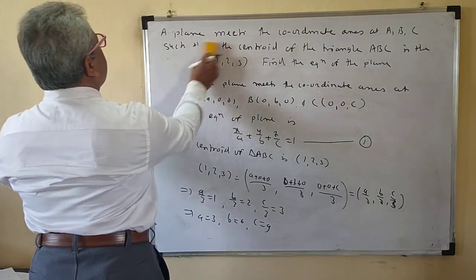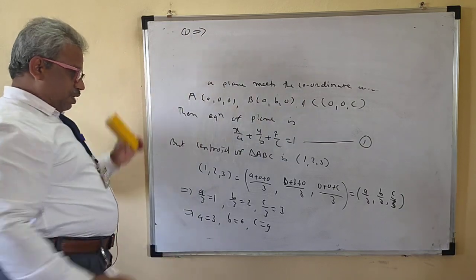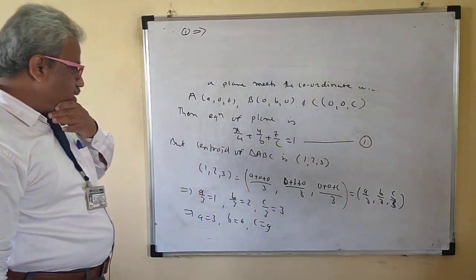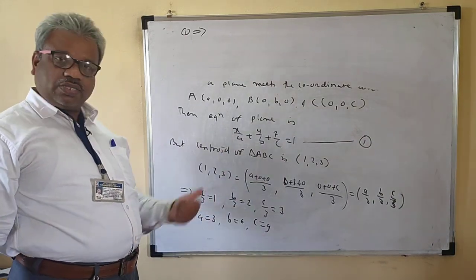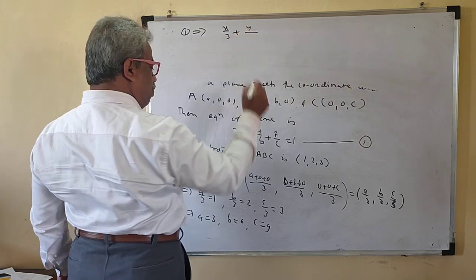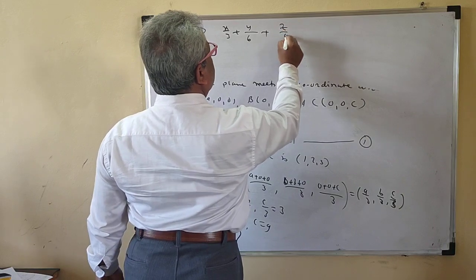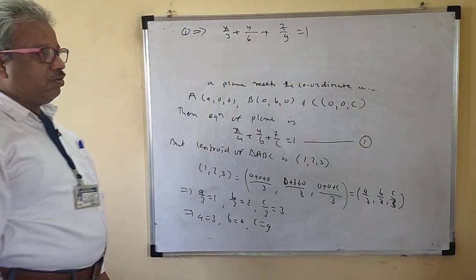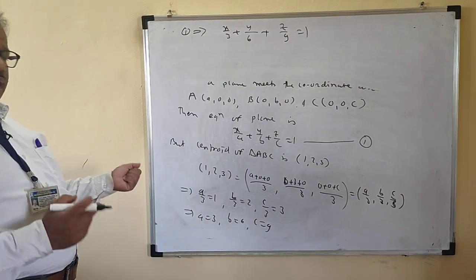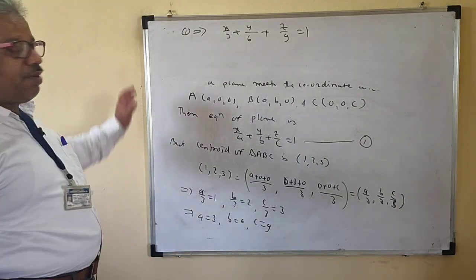So we put the values of a, b, c in equation 1. So this is x upon 3 plus y upon 6 plus z upon 9 is equal to 1. You may keep it as it is or you may simplify. You can multiply by 18 and you get the required equation of the plane.